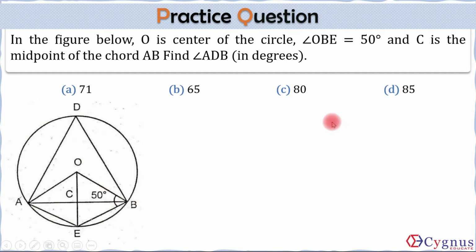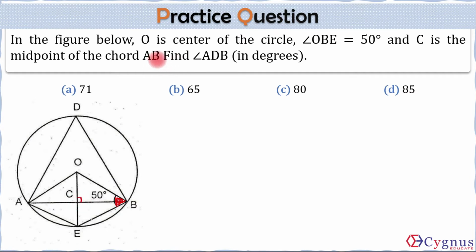Okay, so let's look at this question now. In the figure below, O is the center of the circle. Angle OBE is 50 degrees. So OBE, this full angle in red, is 50 degrees. C is the midpoint of the chord. Since C is the midpoint, this angle will be 90 degrees.